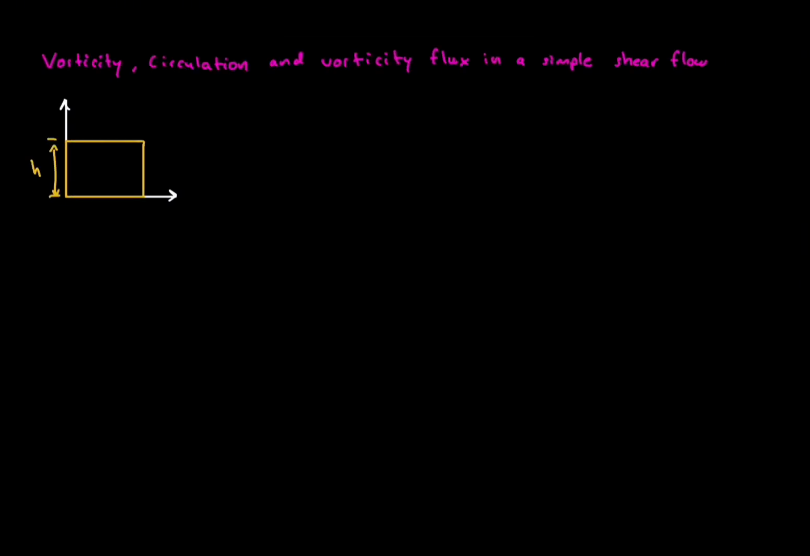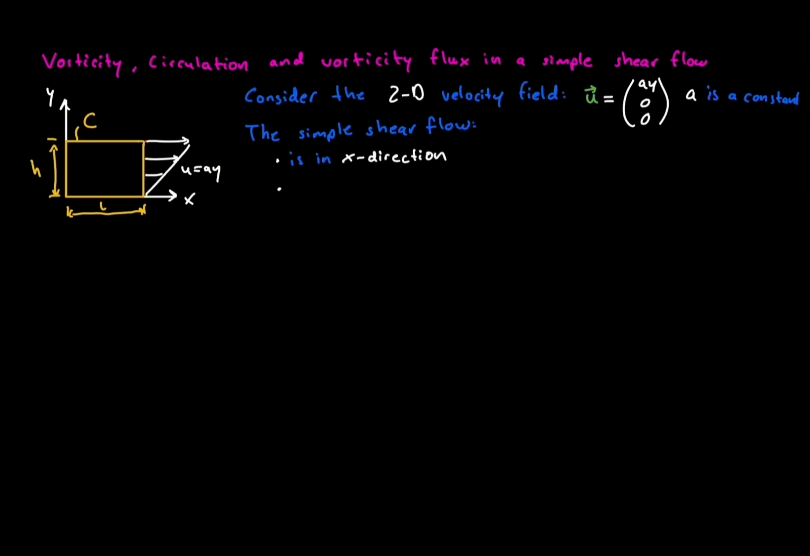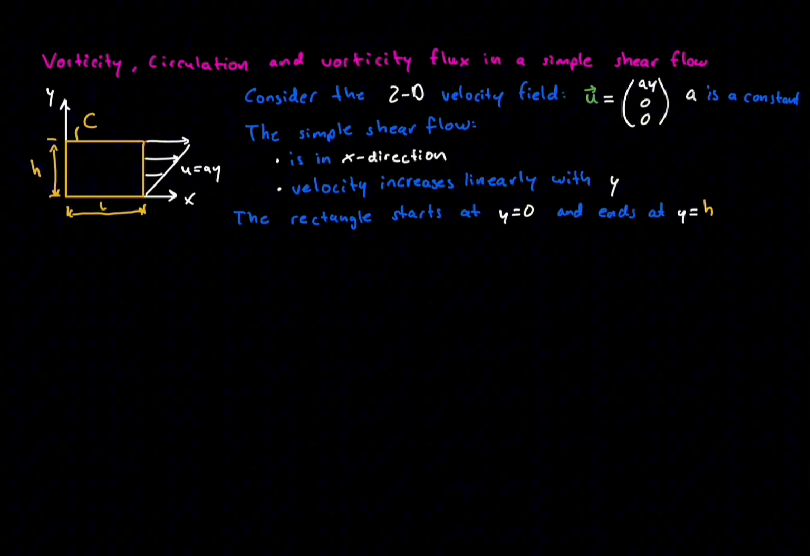Good morning, champs. In this example, we study a very simple two-dimensional shear flow. The fluid moves only in the x direction, and the velocity increases linearly as we move upward in the y direction. In other words, the higher fluid layers move faster than the lower ones. We place a rectangular closed curve inside this flow with width L and height h.